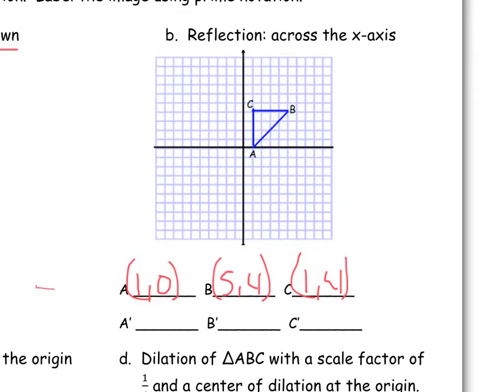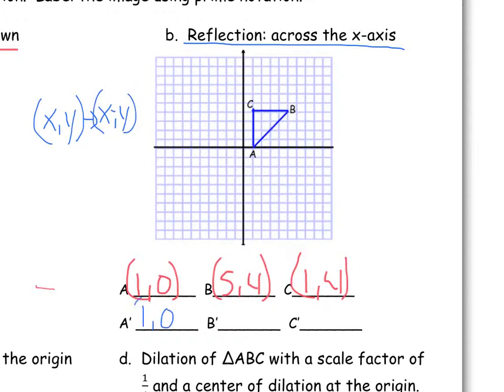All right, for this one, this is where many of you, if you were not using your coordinate notation, messed these up. Reflecting over the x-axis, if I look at the notes, the coordinate notation says over the x-axis, the x stays the same and the y becomes the opposite. For a reflection over the x-axis.